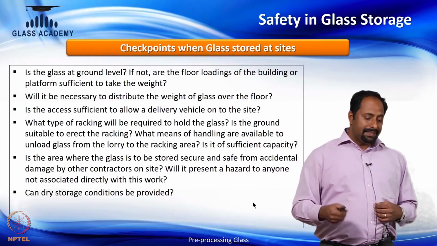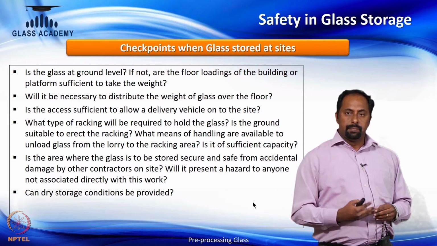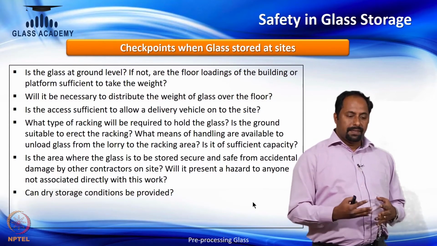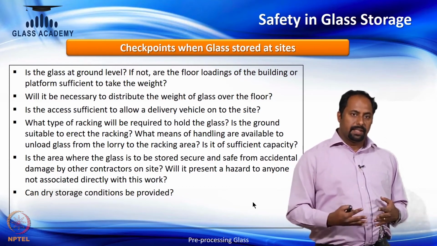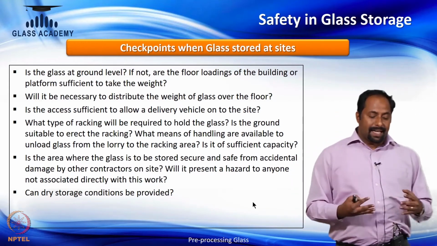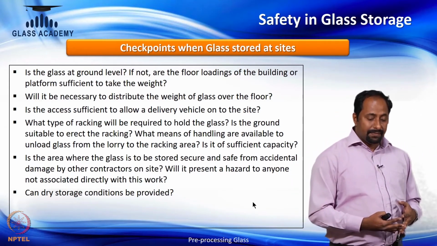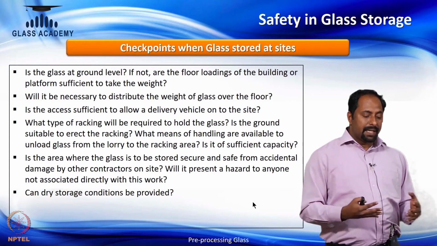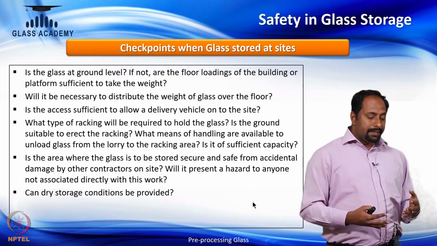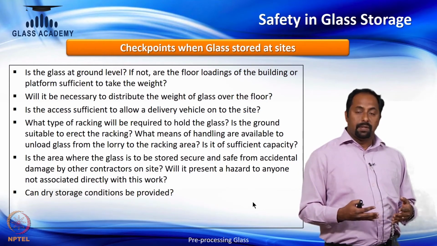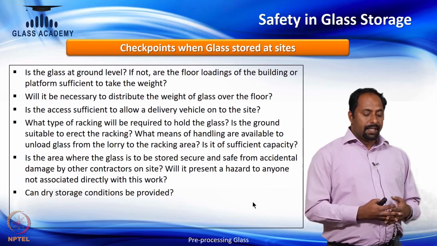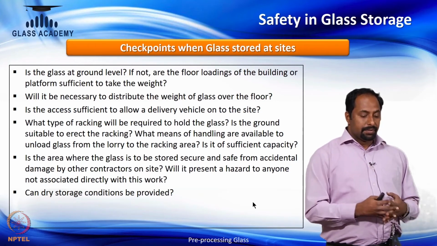Now when glass is stored at sites, it is important to have some checkpoints to be followed. So I can explain these checkpoints, what is important and what needs to be followed. Basically we need to check whether the glass is at ground level or not, and whether the floor loading of the building or platform is sufficient to take the weight. This is very important, and it is necessary to distribute the weight of glass over the floor. Then, is the access sufficient to allow delivery vehicles onto the site? So this needs to be checked.